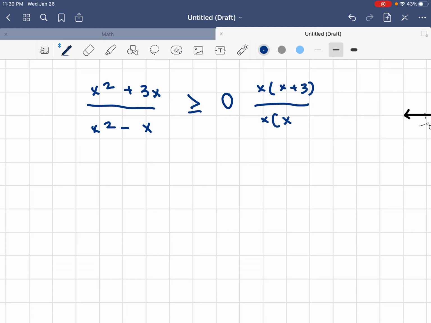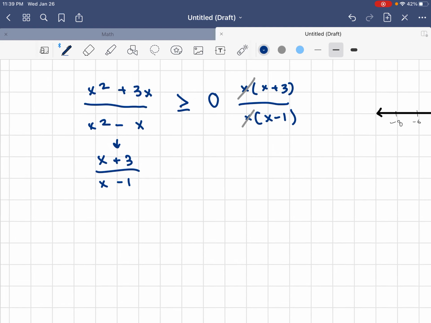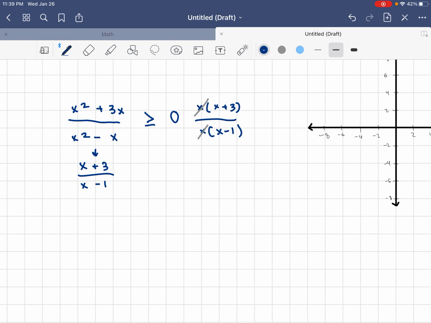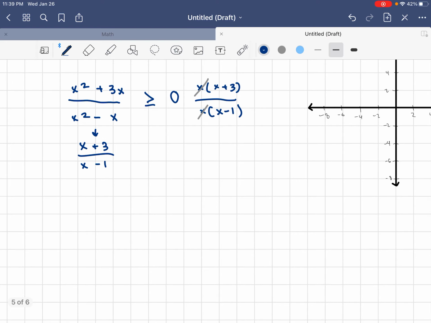And what I get is this. And so x cancels out, and we're left with our simplified function. Okay, so when we have a common factor between the numerator and denominator, that means there's going to be a hole in our graph. The x value of our hole is going to be 0, because when we cancel x out between our numerator and denominator, it's going to be 0.